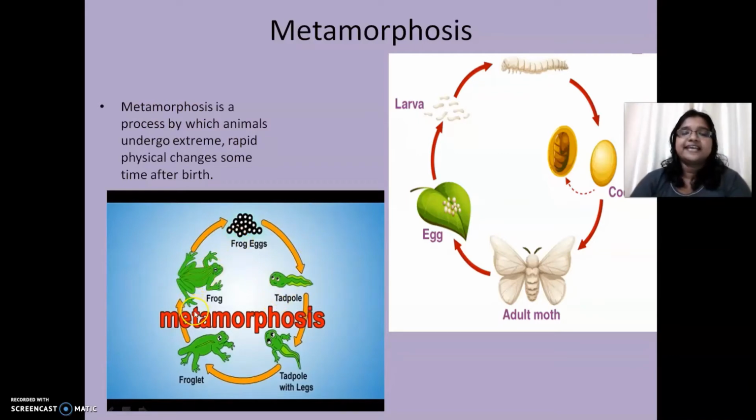In the case of the frog, the different stages in the life cycle start with the fertilized egg. Later, it develops into a tadpole and then to a froglet and frog. Whereas in butterflies or silkworms, the egg develops into a larva, and later it forms a cocoon and then an adult moth. So this process by which animals undergo extreme rapid physical changes after birth, we call metamorphosis. Is it clear?